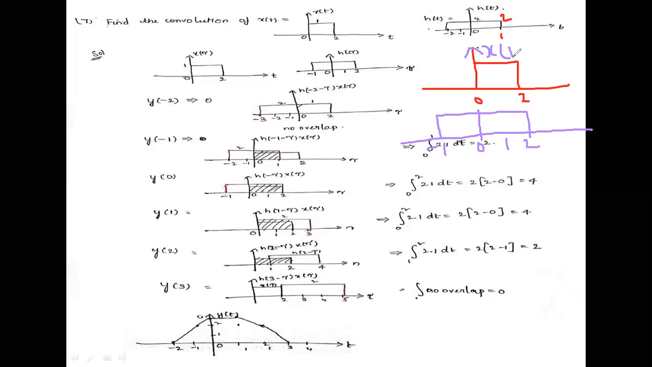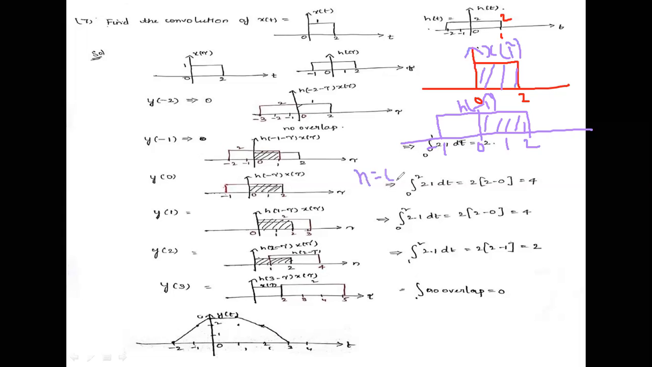See, my dear students, the x is from 0 to 2 and h is from minus 1 to 2. Minus 1, 0, 1, and 2. This is x of tau. This one is h of minus tau. See, there is an overlapping for 0 to 1 when n is equal to 0.